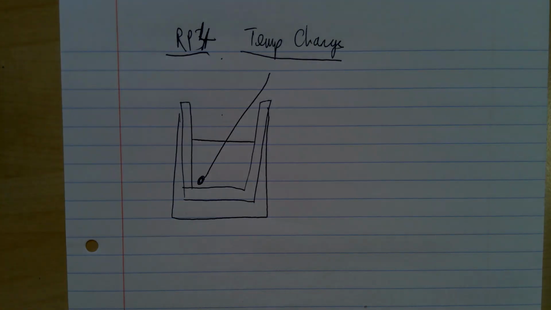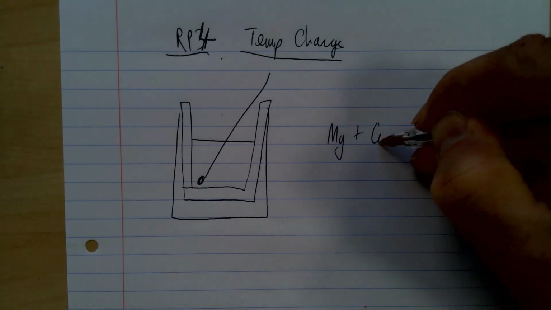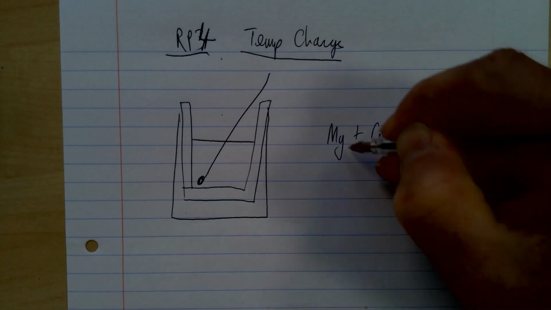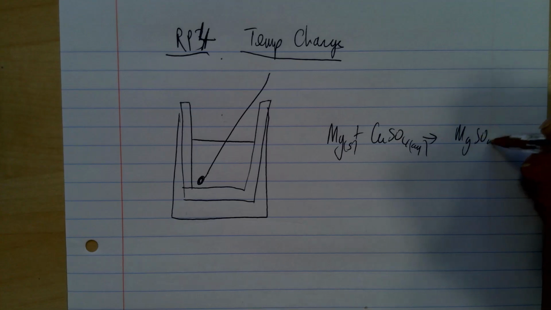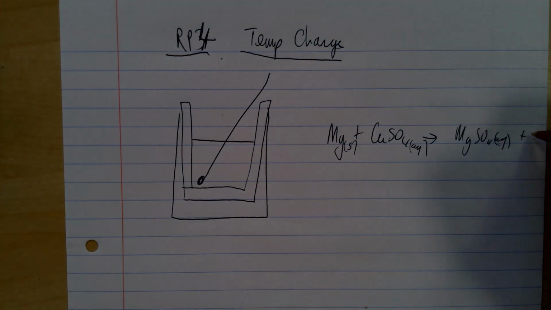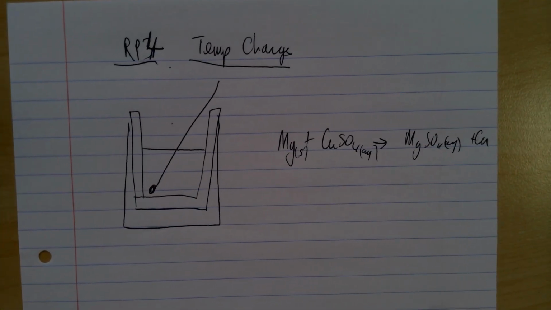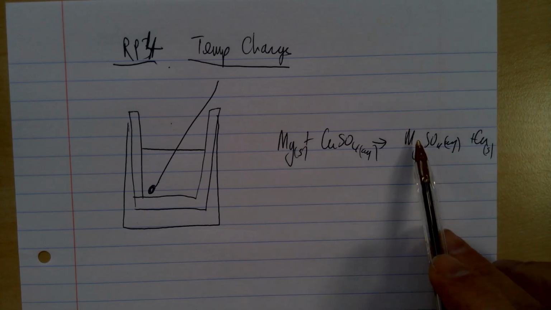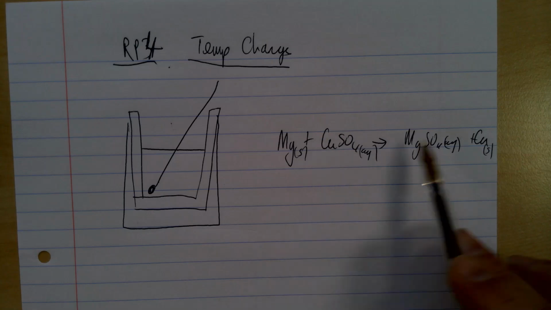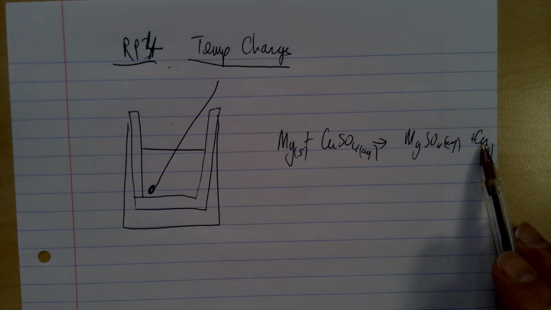It might have been that you've done a reaction, say, between magnesium and copper sulfate, solid, aqueous, magnesium sulfate, aqueous, and copper, so a displacement reaction, which are always exothermic. These redox reactions like this, so magnesium is being oxidized to Mg2+, and copper ions are being reduced to metal copper.